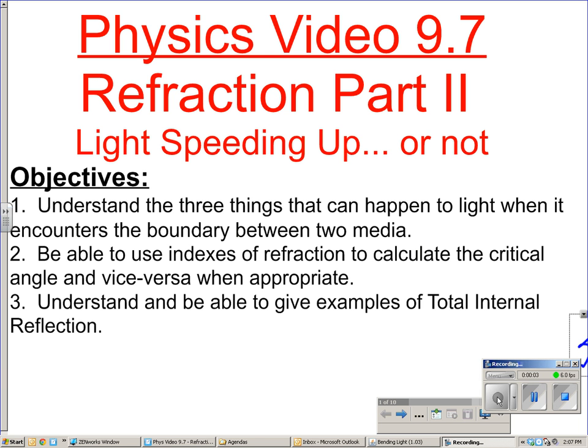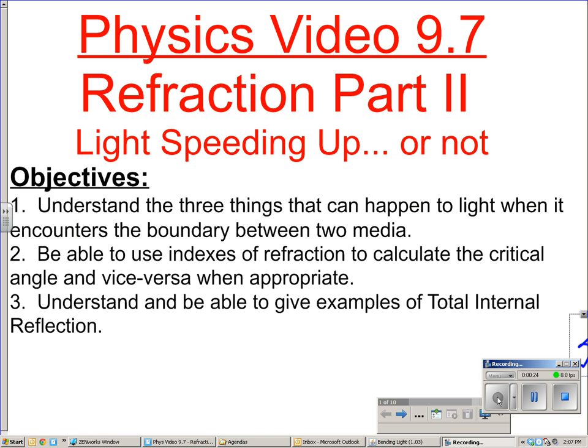Okay, so welcome to Physics Video 9.7. This is the second part of the refraction video. Hopefully you've already watched the last video, 9.6, and done some of the homework assignments dealing with that. All right, so today we're going to build on that, and there are actually some more possibilities for what can happen when light refracts.